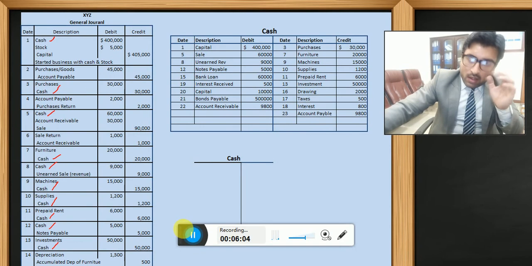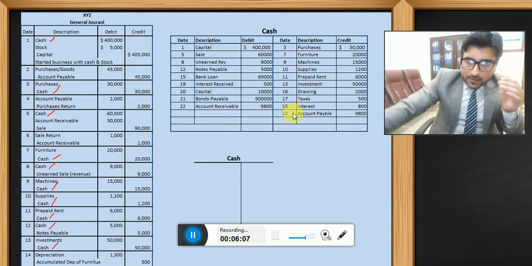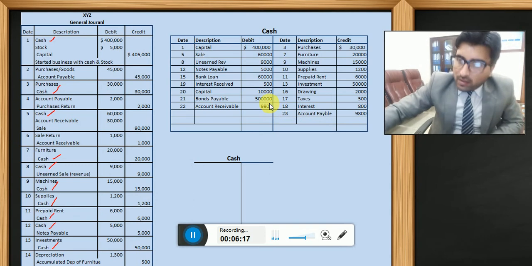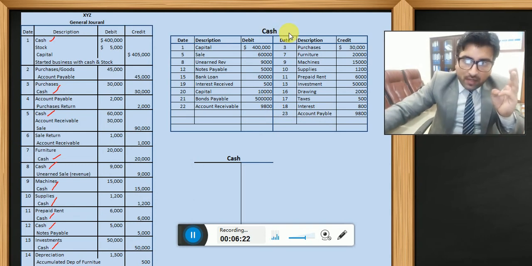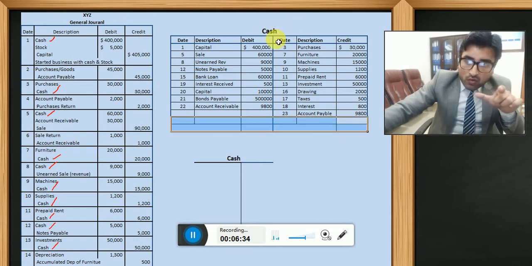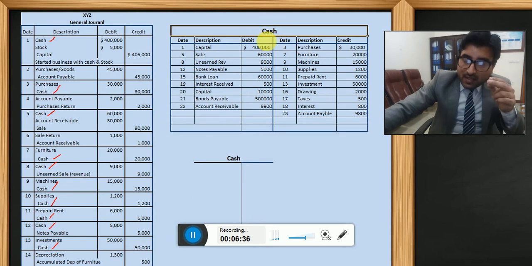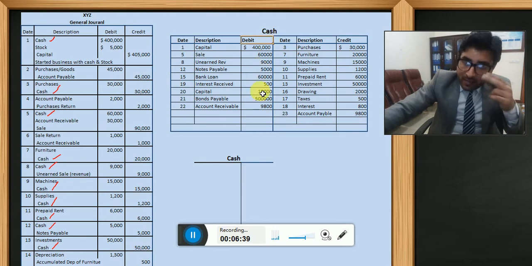Dear students, once you have posted all debit and credit values into their respective columns, you have to balance it. Balancing is very simple. This is the cash account, and cash is an asset account. Keep in mind that assets and expenses have a debit balance, and liabilities, revenues and capital have credit balances. If the ledger account has a debit balance, then you have to sum up the debit side first.